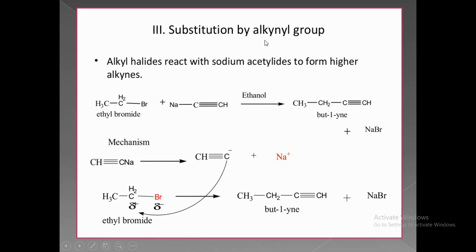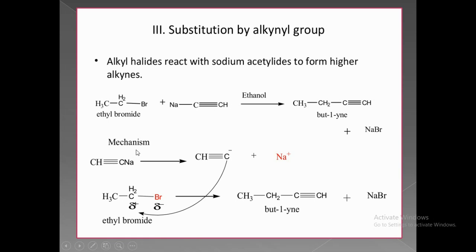Here is substitution by alkynyl group. This is also a similar type of reaction. In this, ethyl bromide will be attacked by the sodium alkynyl, and in the presence of solvent ethanol, CH3CH2C triple bond CH, that is but-1-yne, will be formed. 1, 2, 3, 4 is the number of carbon atoms. Out of this, the first number goes to this carbon and the second to this. That's why the triple bond is at first position, and the triple bond is represented by yne.